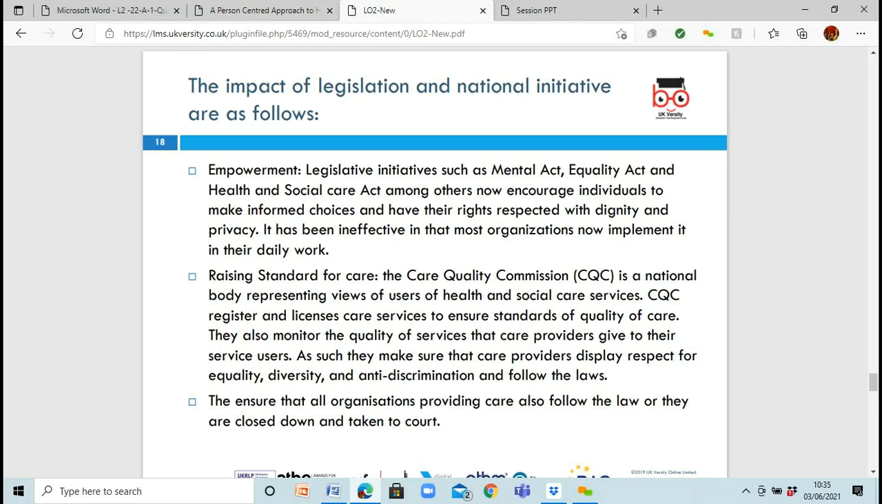So we've got the impact of the legislations and the national initiatives. So these are the impacts now. You've got empowerment. Legislative initiatives like the Mental Capacity Act, the Equality Act, the Health and Social Care Act, along with the Human Rights Act and so on, are there to encourage individuals to make informed choices. They're there to let them know that this is what you're allowed to have. You're allowed to have your rights respected. You're allowed dignity. You're allowed privacy. So it's telling them this is what you're allowed, and then they can understand, right, I'm allowed these things.